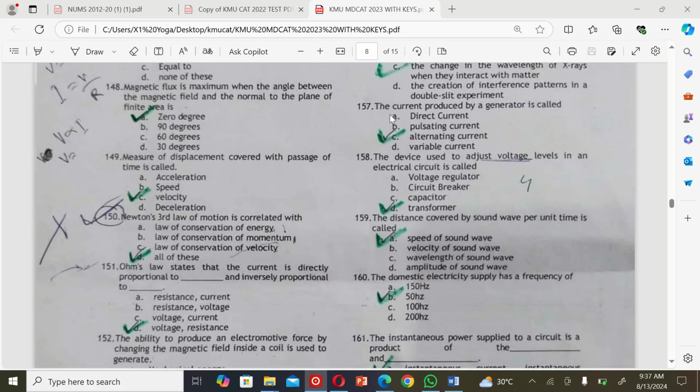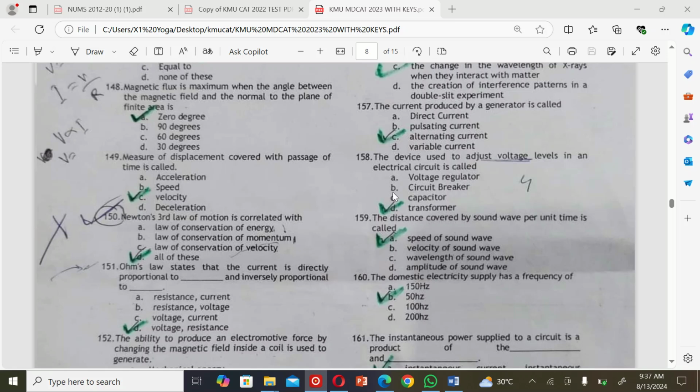The next MCQ is: the current produced by a generator is called A, direct current; B, pulsating current; C, alternating current; and D, variable current. So the correct option is C, alternating current.